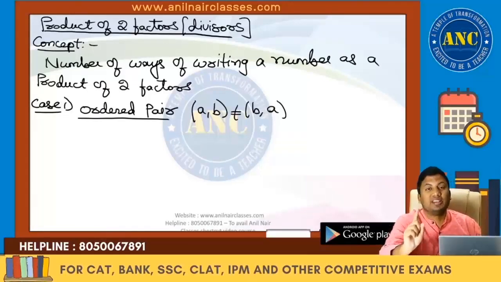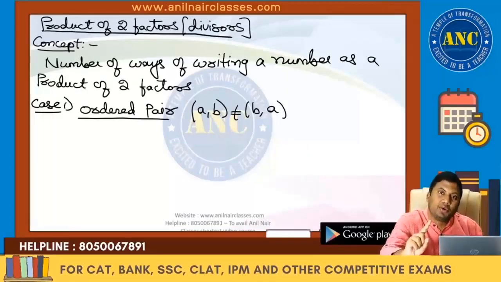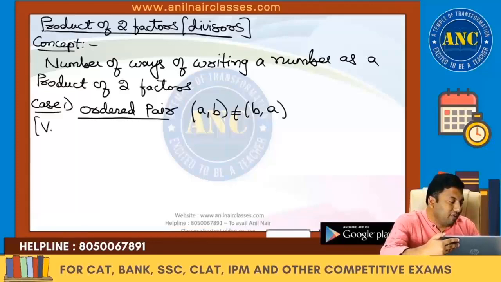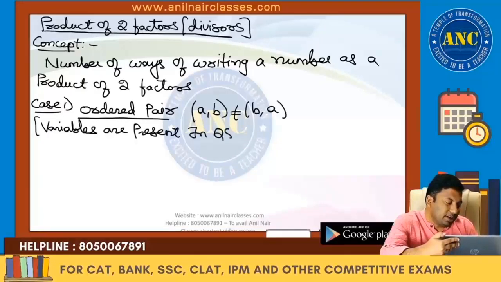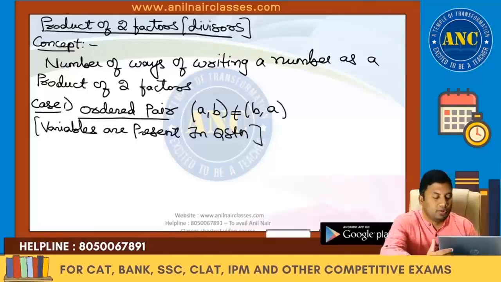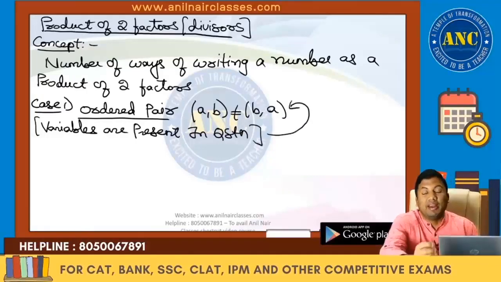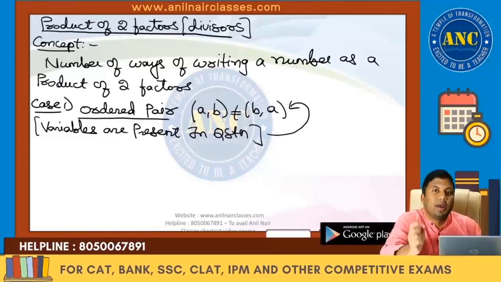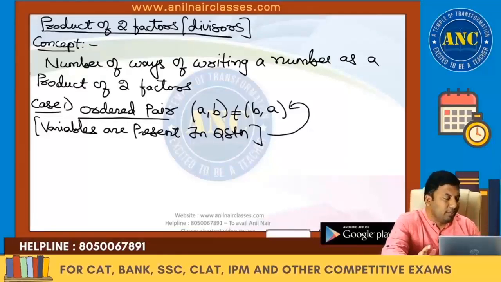2 into 6 is different from 6 into 2. Because in 2 into 6, first we are writing 2, and in 6 into 2, first we are writing 6. When to use ordered pair? If variables are present in the question, please make use of ordered pair. If the variables are not present in the question, make use of unordered pair. I will explain with an example so that it will be clear.